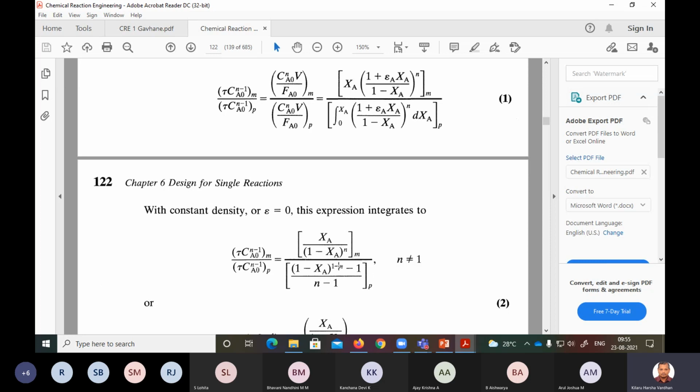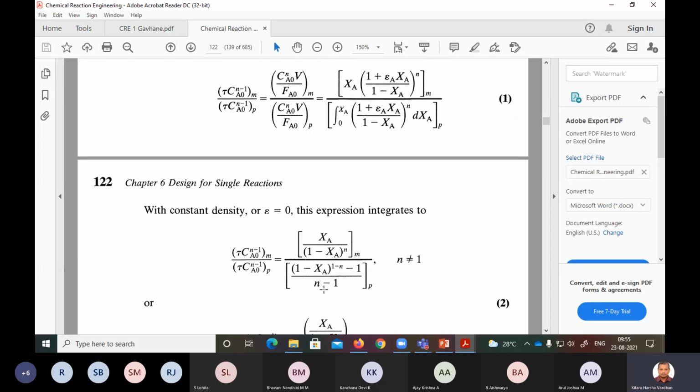When n is equal to 1, when the order is equal to 1, this becomes 0. 1 minus 1 becomes 0, so anything by 0 is infinite. So this equation is not valid when there is an order of 1. That's an important thing for an order 1, right?